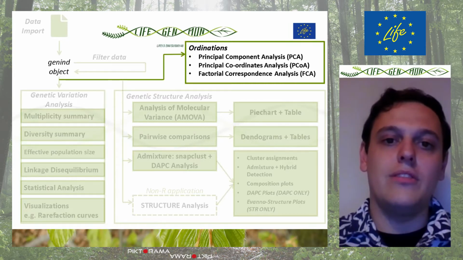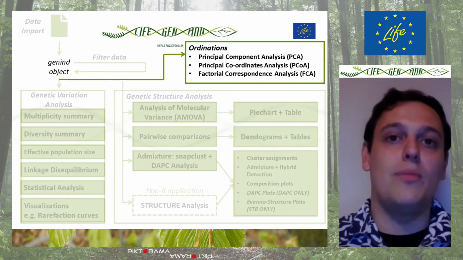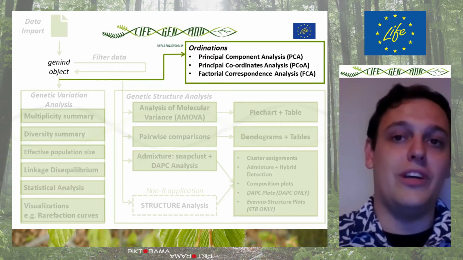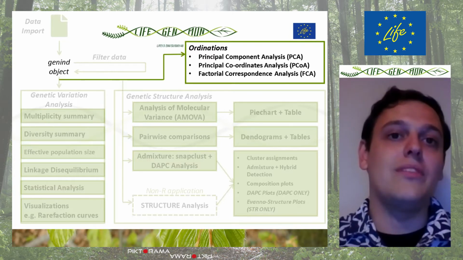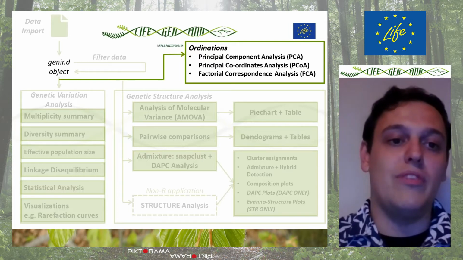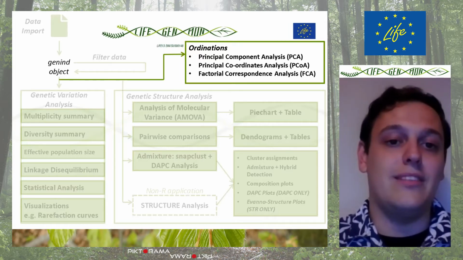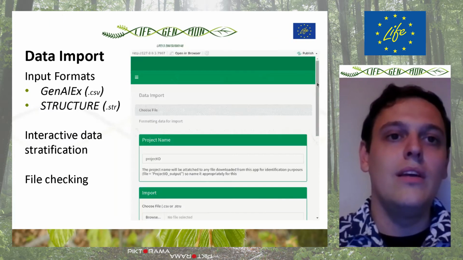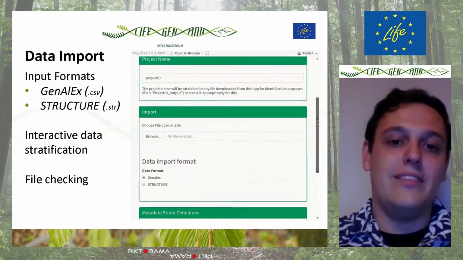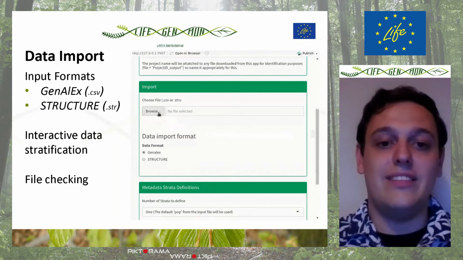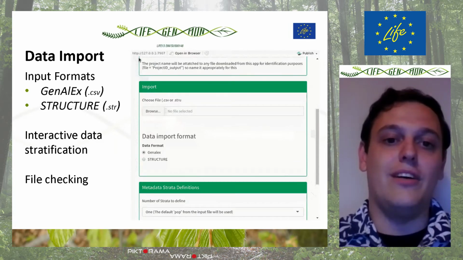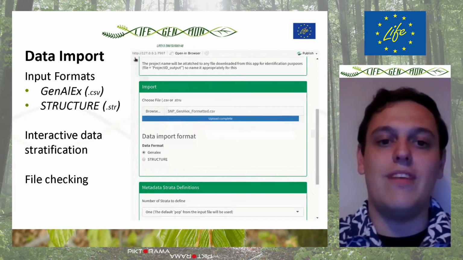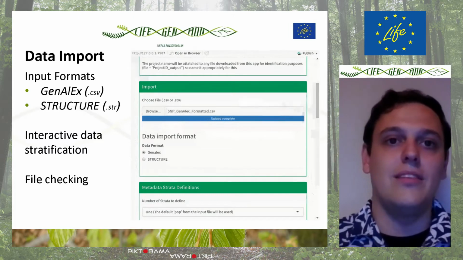All of these sections, the processes within them are performed on a single R object called a GenInd object. This contains all of the loci and allele frequency data of each individual within your file and the associated metadata with them. So when you're importing data, the application can handle 2 different data import formats. These are GenAlex formatted and structure formatted files, which are 2 very common file formats within population genetics.